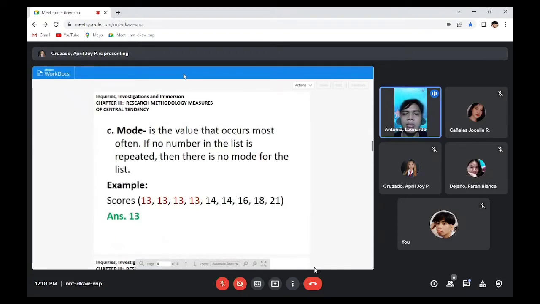And letter C, mode. It is the value that occurs most often. If no number in the list is repeated, then there is no mode for the list. Example, scores 13, 13, 13, 14, 14, 16, 18, 21. 13 is the most frequent number. Therefore, the answer is 13. Next slide, please.